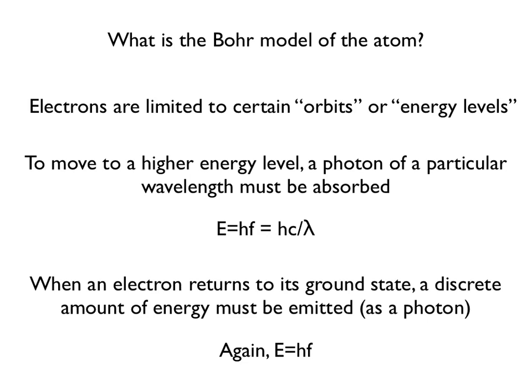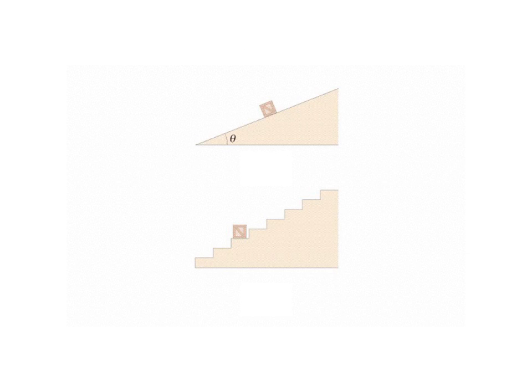When an electron falls from a higher energy level to a lower energy level, a photon will be emitted. The energy of the photon will be exactly equal to the difference in energy levels. Therefore, the frequency and corresponding wavelength can be calculated by E equals hf. So an electron in an atom can't have any amount of energy, but it's rather constrained to certain energy levels.